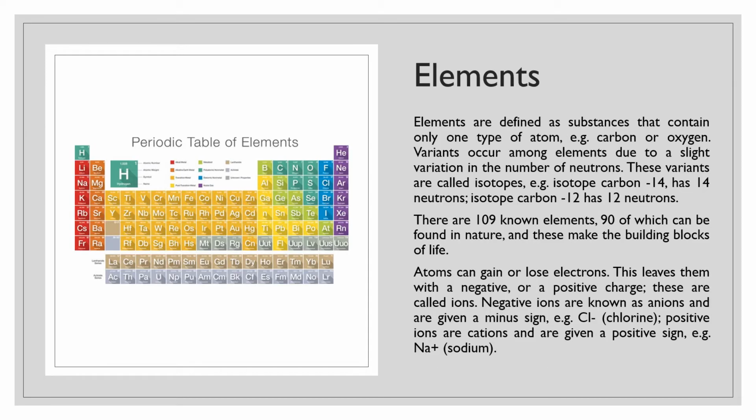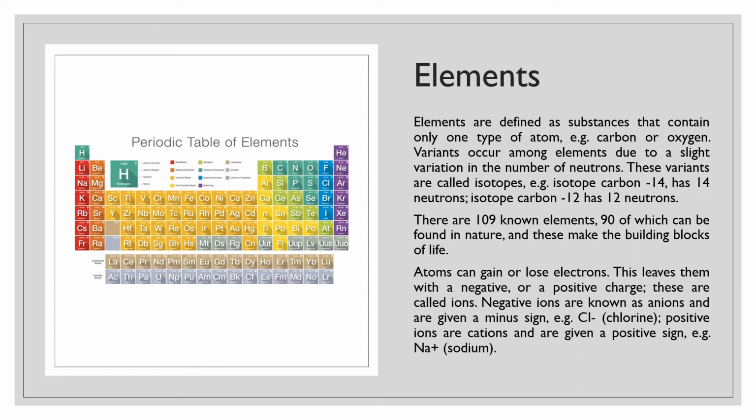Elements are defined as substances that contain only one type of atom, for example, carbon or oxygen. Variants occur among elements due to a slight variation in the number of neutrons. These variants are called isotopes. For example, isotope carbon-14 has 14 neutrons, or isotope carbon-12, which has 12 neutrons. There are 109 known elements, 90 of which can be found in nature, and these make the building blocks of life.